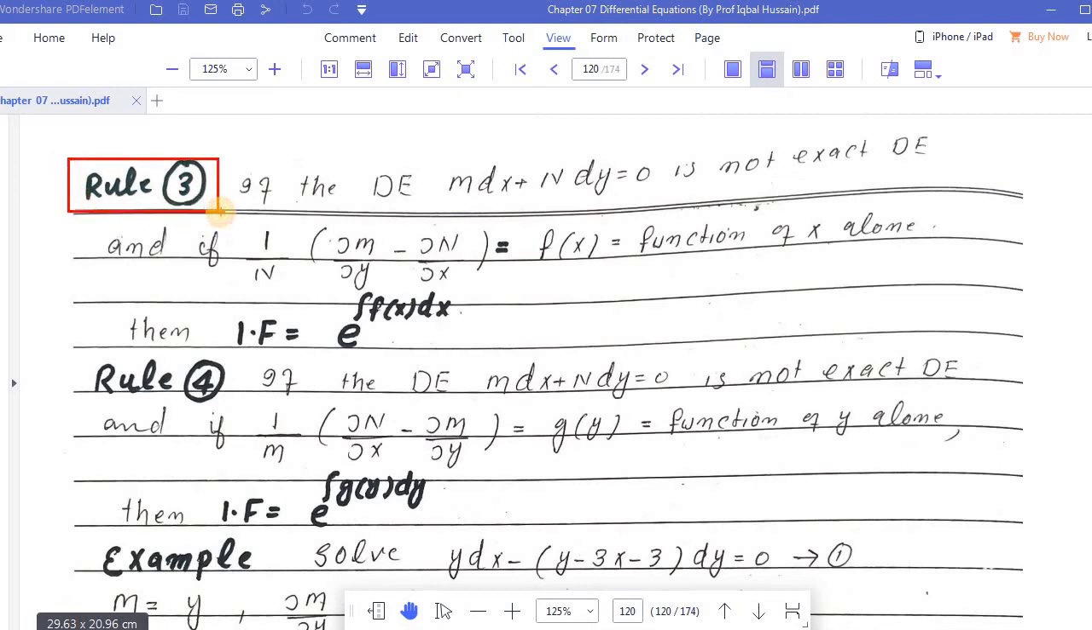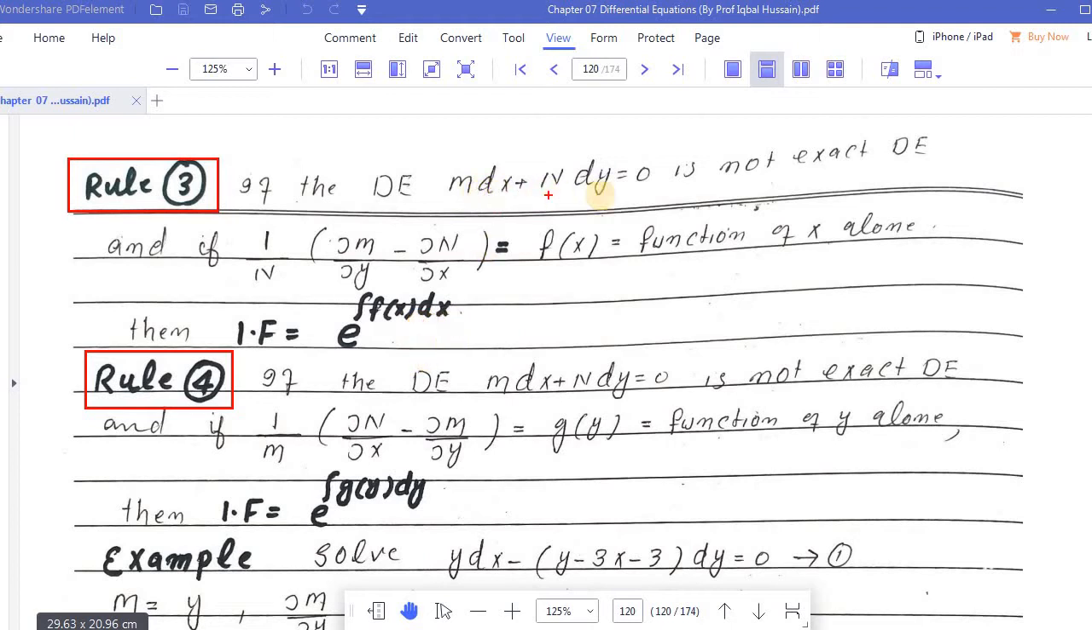Third rule to find integrating factor. Similarly, fourth rule to find integrating factor. If the differential equation M dx plus N dy equal to 0 is not exact, and if 1 over N (del M over del y minus del N over del x) equal to f of x, that is, a function of x alone, then the integrating factor is equal to e raised to power integral f of x dx.